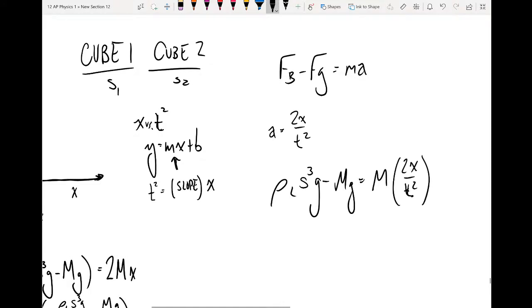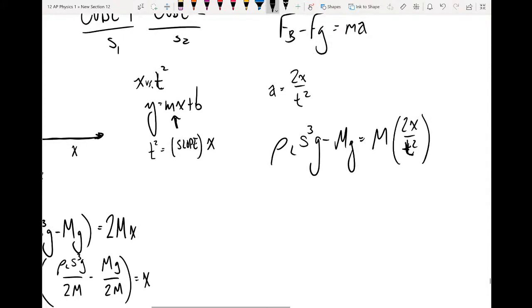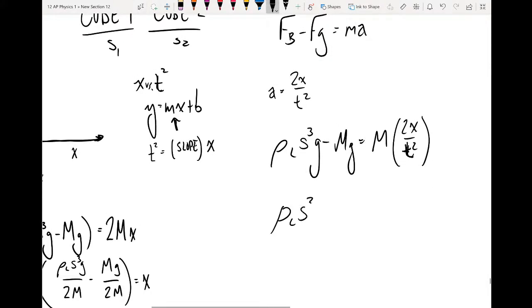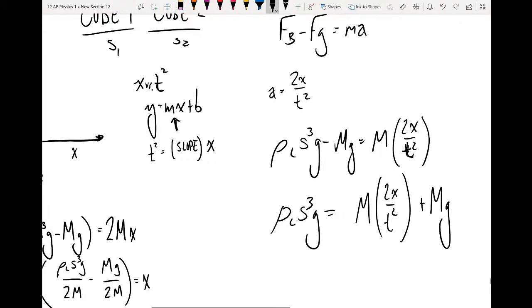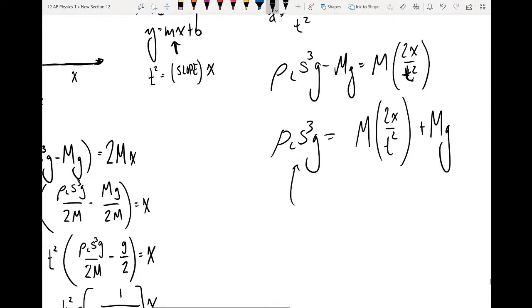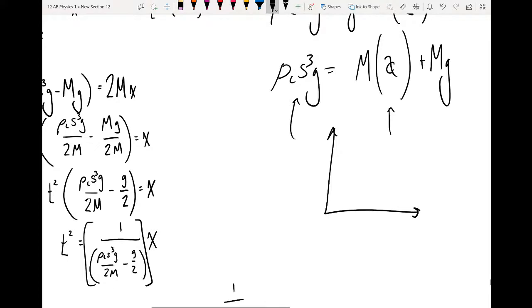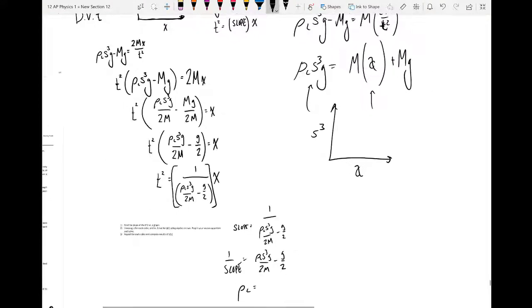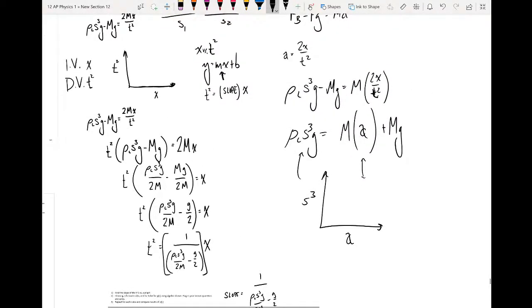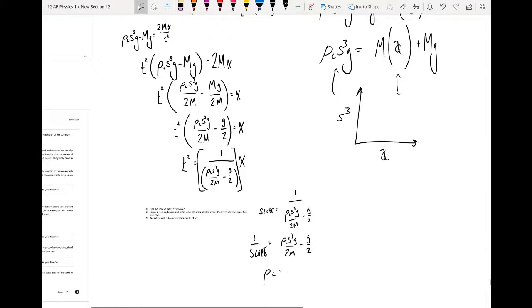So what they had for their linear graph is they just graphed s cubed versus a. So they actually just called this quantity a. So they graphed s cubed versus a. So they compared the volume versus the acceleration. Either one's fine, but that kind of doesn't let us linearize. And yeah, so either way works.